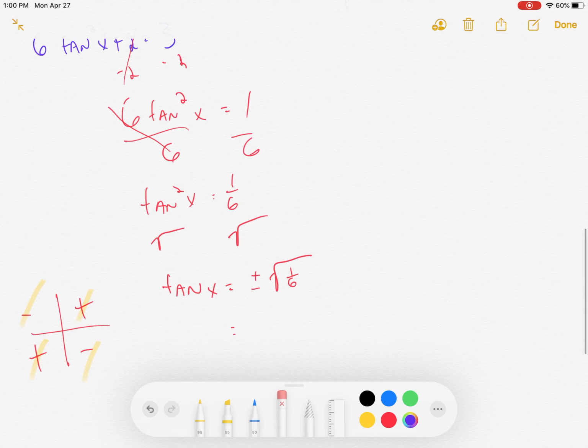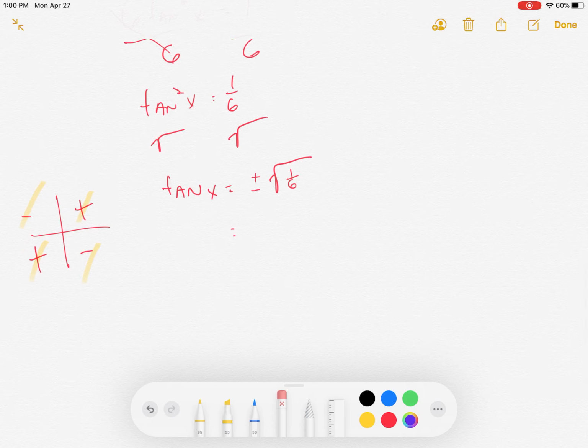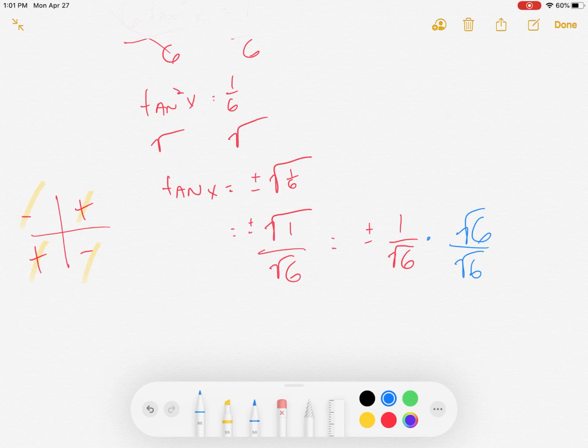Now, before we go any further, what we need to do is simplify this. So I'm going to pull the fraction apart, plus or minus square root of 1 over the square root of 6. The square root of 1 is 1, so it's plus or minus 1 over the square root of 6. Now I can't have a fraction on bottom, so I'm going to multiply by the square root of 6 over the square root of 6. And we end up getting tangent of x equals plus or minus the square root of 6 over 6.